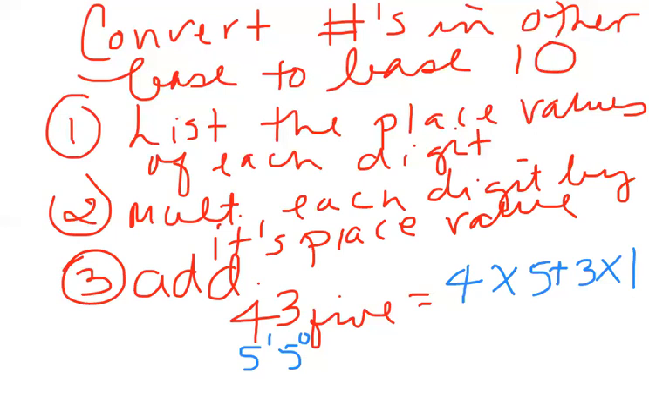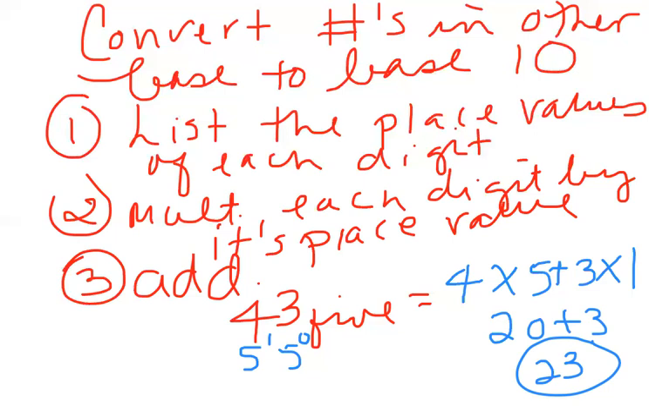So you would grab your calculator and plug this into your calculator, everybody. 4 times 5 is 20. 3 times 1 is 3. You add, you get 23. I know, that's easy. So here comes another one, guys.